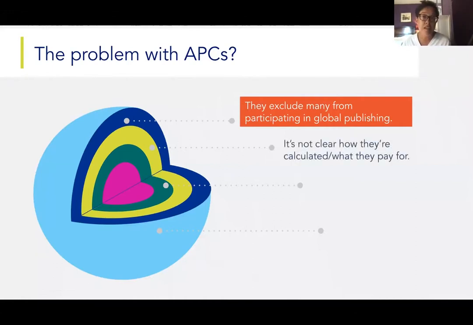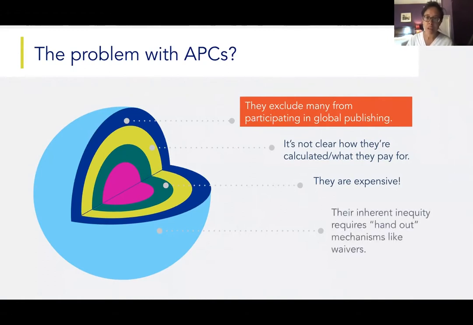In many cases, it's not clear what they pay for or how they're calculated. Getting back to this question of transparency, they're very expensive. If an APC was $50 or $60, in some places that would still be too high, but that's a very different proposition from multiple thousands of dollars, which is normally where APCs are. And because they are an inherently inequitable business model, the mechanism that tries to bring equity or fairness to the process is basically a handout. And that's the problem of waivers, which I'll speak to momentarily as well.